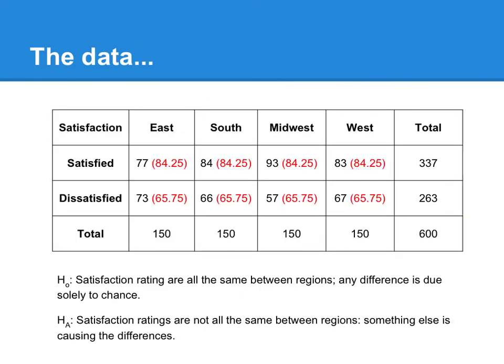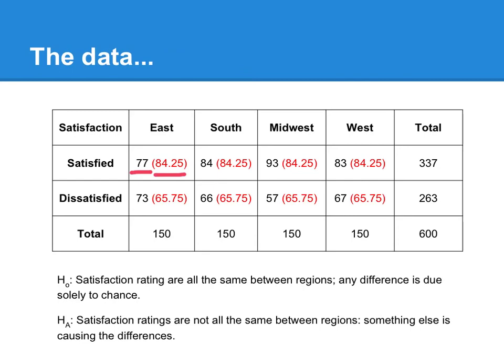What you'll see is a table that looks almost exactly like the previous table that we saw, except now in red and in parentheses, all of those numbers represent the expected frequencies or the expected counts. For example, in the East, though we observed 77 to say they are satisfied with the way things are going, our expectation based on our calculation says that we should expect 84.25 people to indicate that they are satisfied.